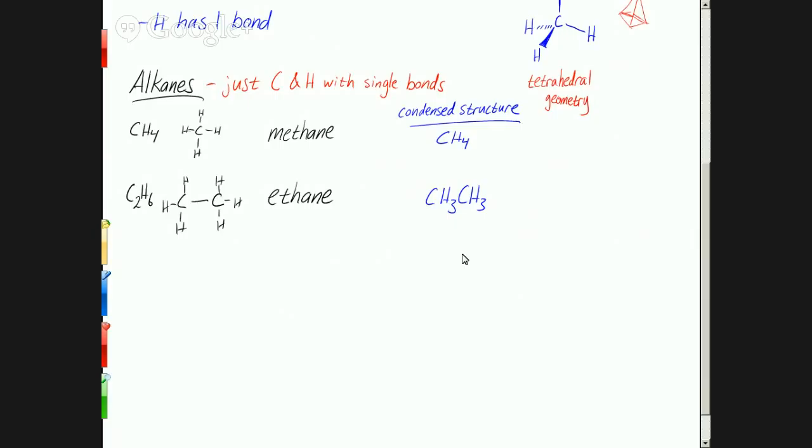Yeah. And sometimes, especially for more complex structures, the lines are drawn in the condensed structure also. So we might go like this. That would be another type of condensed structure.